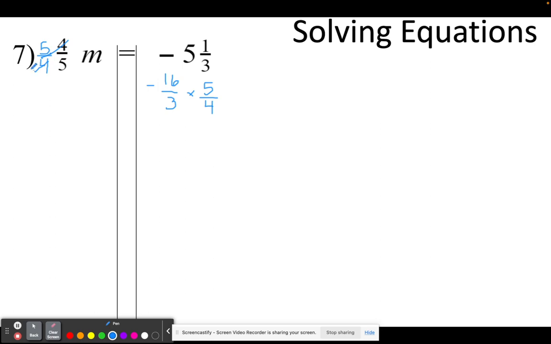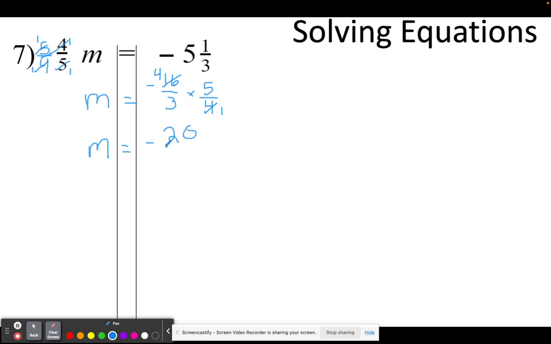Simplify 4 and 4, that's 1. Simplify 5 and 5, also 1. So 1 times 1 is 1, 1 times 1 is 1. I'm left with just 1m, or m, equals, simplify this before I multiply. Divide both sides by 4. This becomes a 4, and this becomes a 1. So a negative times a positive will give me a negative. 4 times 5 is 20.